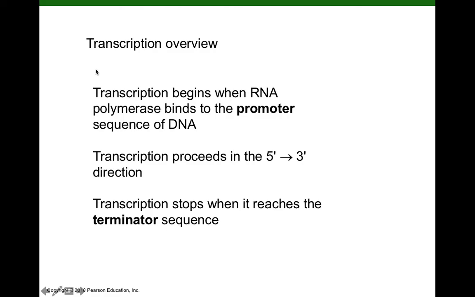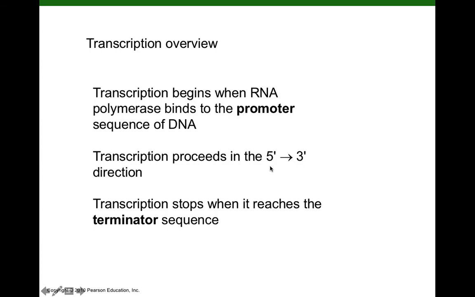So this is our overview of transcription. First of all, the enzyme that performs transcription is called RNA polymerase. And in cells, RNA polymerase uses single-strand DNA as a template to make complementary RNA. The transcription will begin when the RNA polymerase binds a special DNA sequence called the promoter. So in some ways, we could say the promoter is where transcription will begin. Transcription will proceed in a 5' to 3' direction.